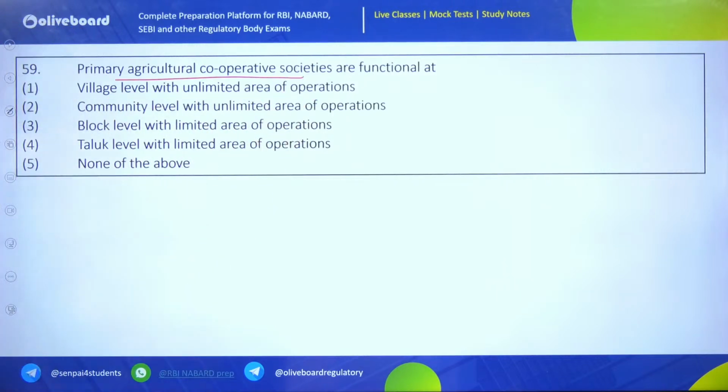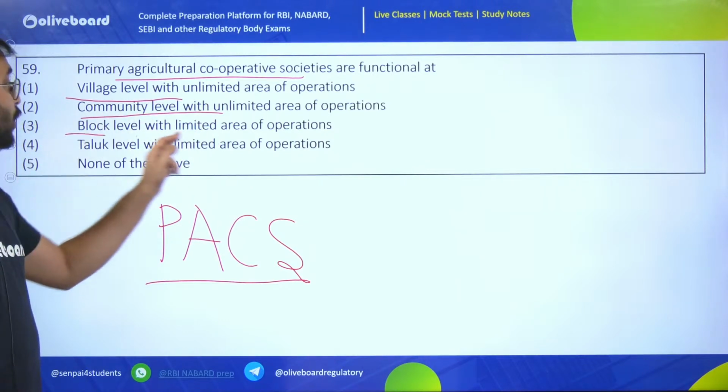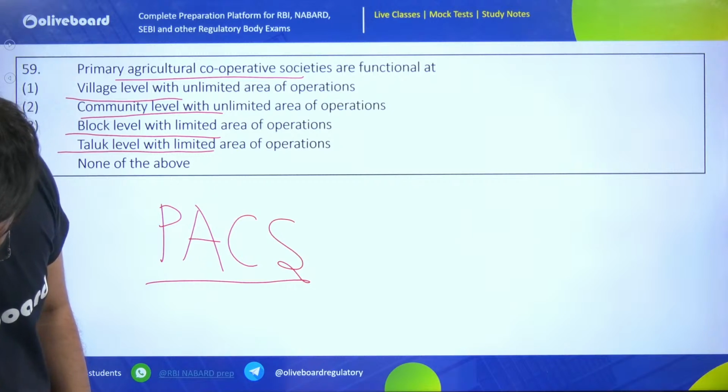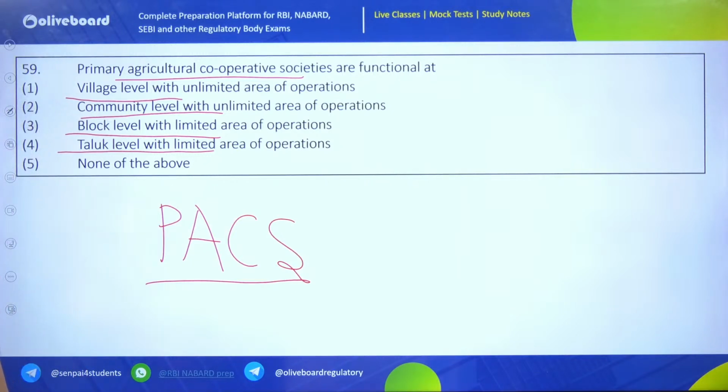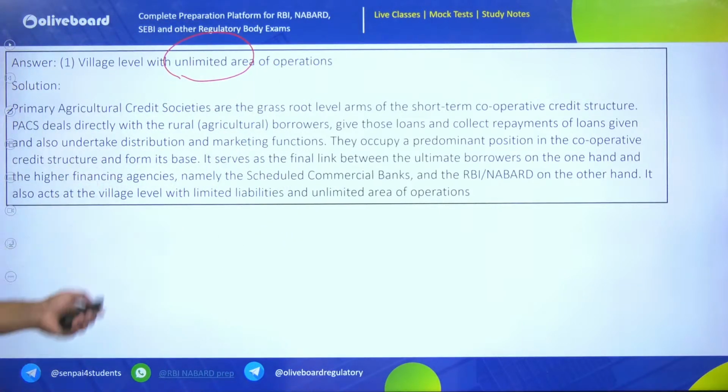Primary agricultural cooperative societies, that is PACs, are functional at village level with unlimited area of operations, community level with unlimited area of operations, block level with limited area of operations, and taluk level with limited area of operations. So the answer here is, it is at village level with unlimited area of operation. Okay, remember this, very important.